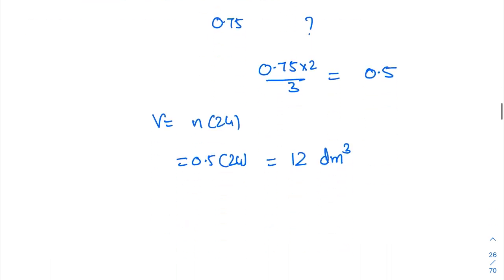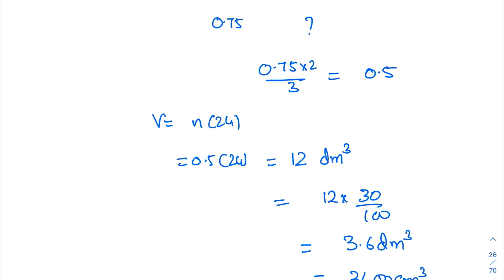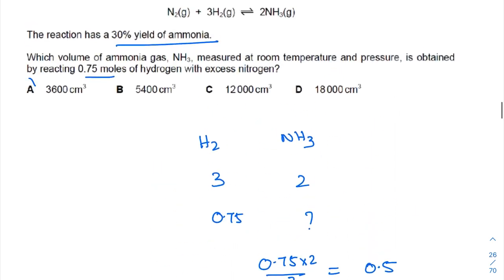So the volume of ammonia is 12 dm cube, but that is 30% of the volume. So 12 times 30% gives me 3.6 dm cube of ammonia. When I convert this 3.6 dm cube into cm cube, it becomes 3600 cm cube of ammonia. So the answer is 3600 cm cube. So option A is going to be the answer.